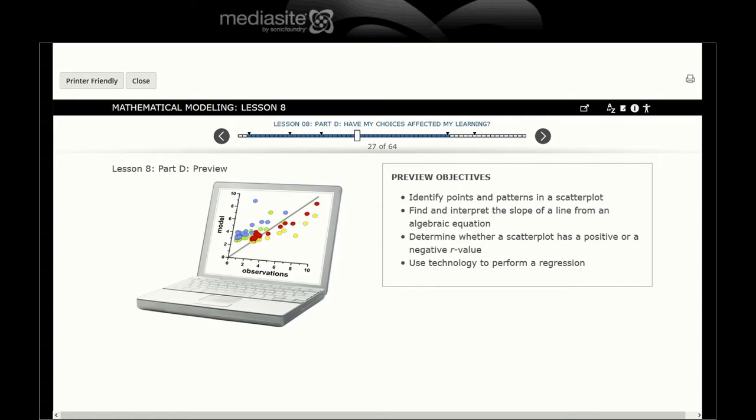Alright, so what are we going to be doing in this one? Well, identify points and patterns in a scatter plot. Find and interpret the slope of a line from an algebraic equation. Determine whether the scatter plot has a positive or negative regression value, correlation value, and use technology to perform regression. We use Excel and a website.